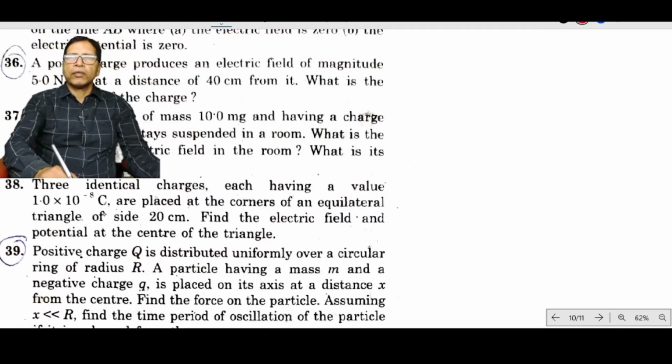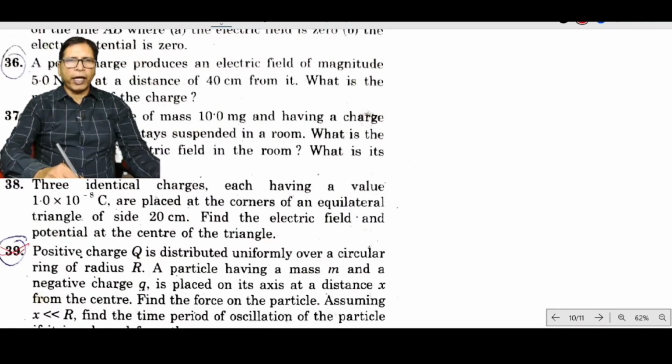Now look at question number 9. A positive charge Q is distributed uniformly over a circular ring of radius R. A particle having a mass small m and a negative charge minus q is placed on its axis at a distance x from the center. Assuming x less than R, find the time period of oscillation of the particle.